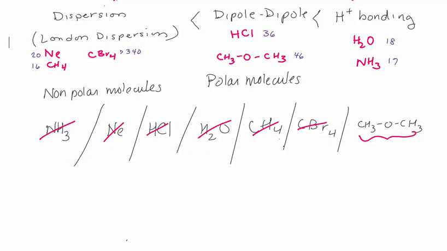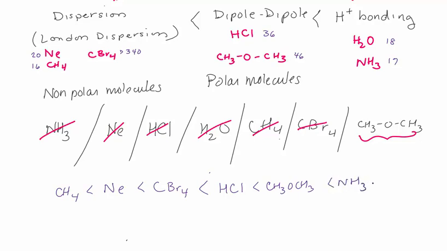So now we can put these in order. Purely based on the intermolecular forces and the masses that are provided, the lowest boiling point, given this general rule of thumb, would be methane, followed by neon, and then carbon tetrabromide. Then we would move to the dipole-dipole interactions. And then we would have hydrochloric acid and dimethyl ether, CH3OCH3. Then we would move to the hydrogen bonding. We have our ammonia and then water. Now, even though ammonia and water have much smaller masses, they are expected to have much higher boiling points.